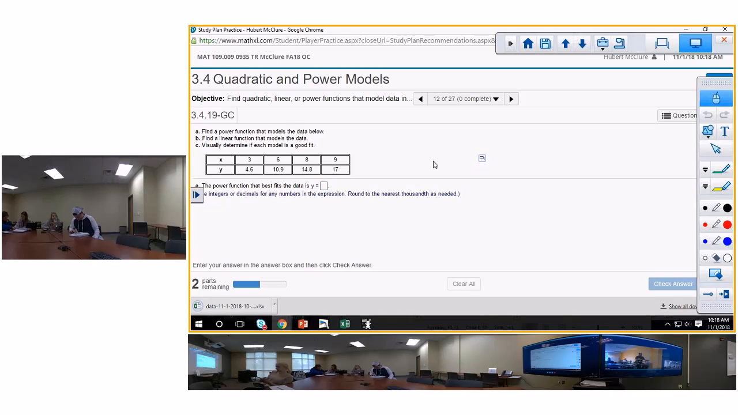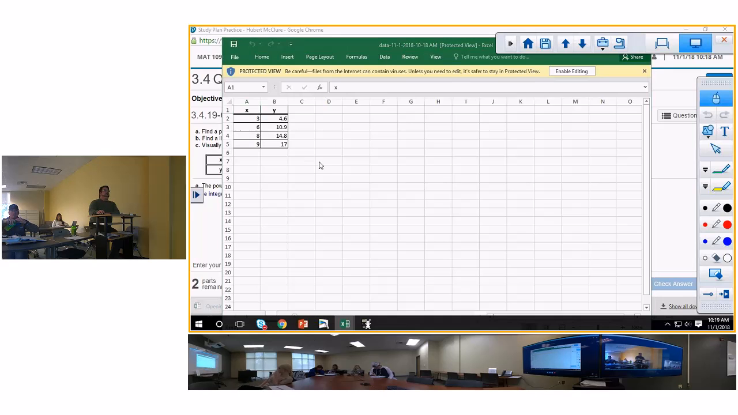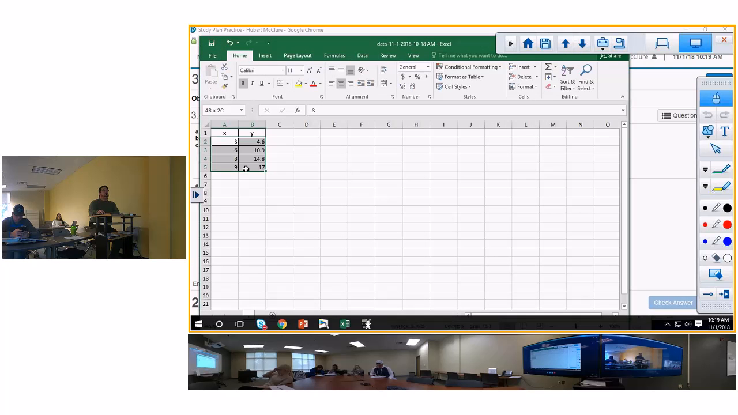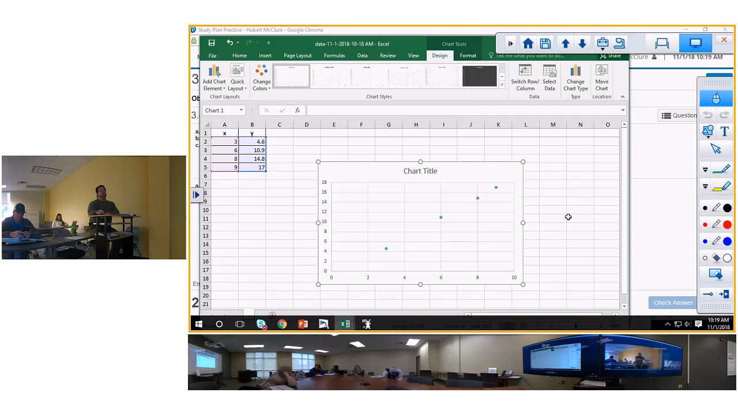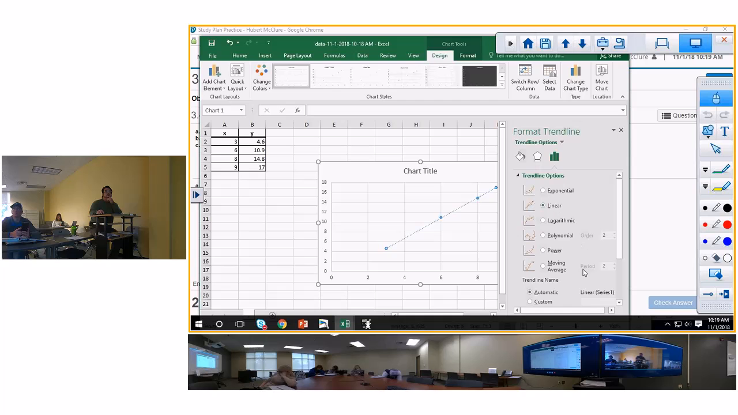Now this one says, find the power function, find the linear function, and then determine which one is the best fit. Same type question. So I'm going to pull it up. There it is. And I'm going to highlight, and I'm going to hit insert. There it is. I can tell you linear right now. Why? Because they just about line up. So add trend line, linear, yeah. Power, I would say linear.